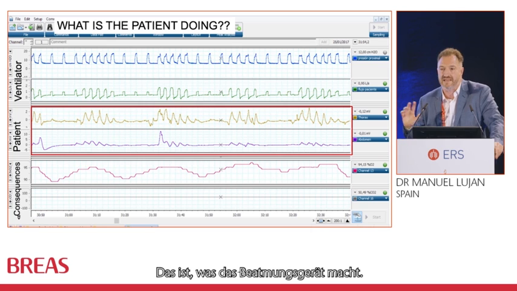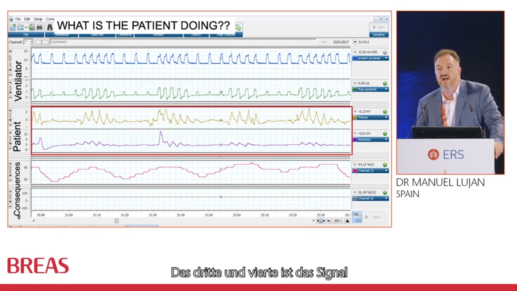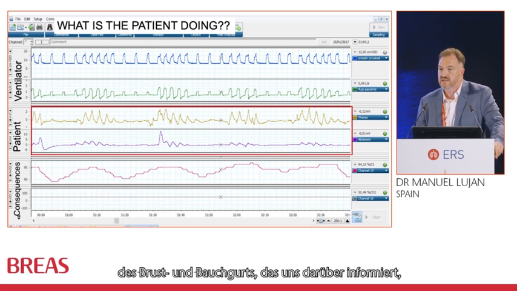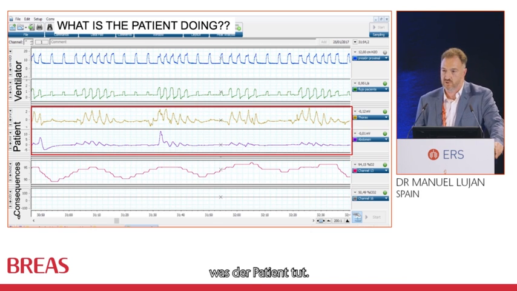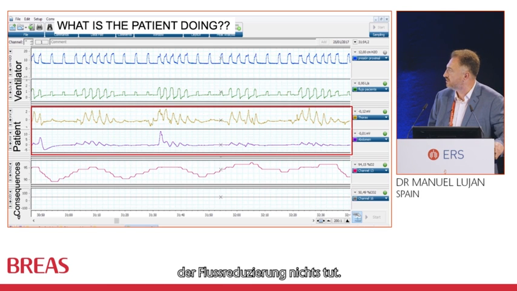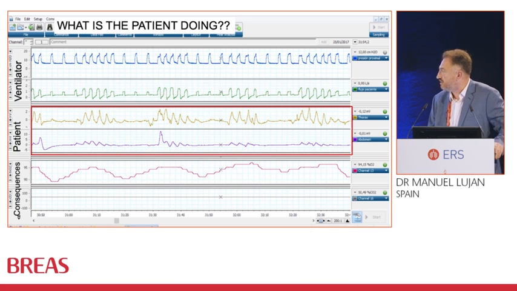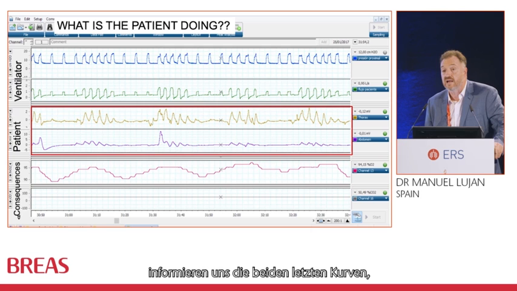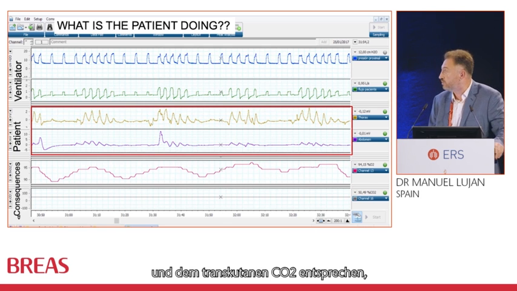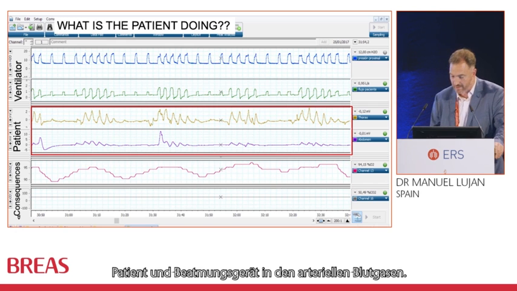That is what the ventilator is doing. The third and fourth are the signals of the thoracic and abdominal belts, informing us what the patient is doing. You can see that in this period of flow reduction, the patient does nothing. And finally, the last two curves, corresponding to the oxygen saturation and transcutaneous CO2, inform us about the consequence in arterial blood gases of these patient-ventilator interactions.